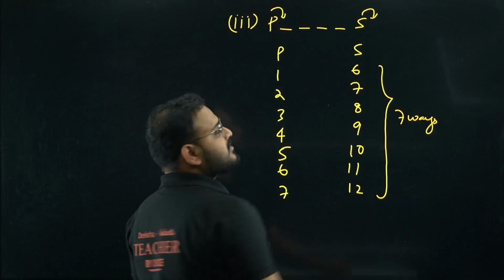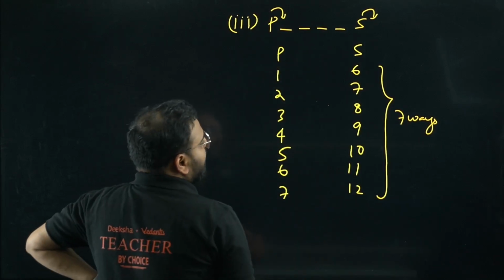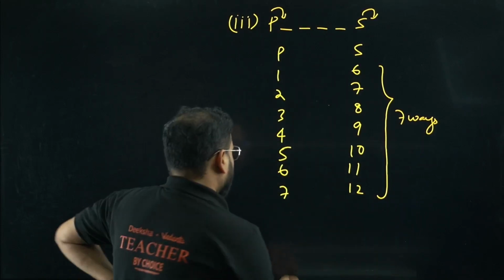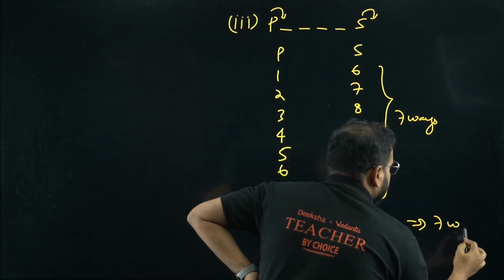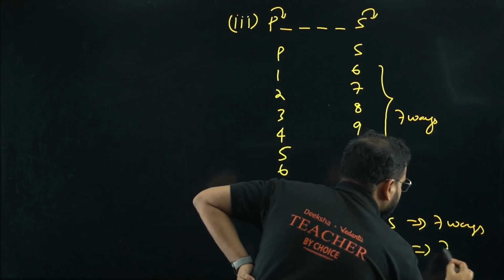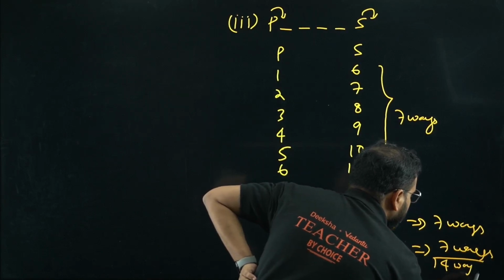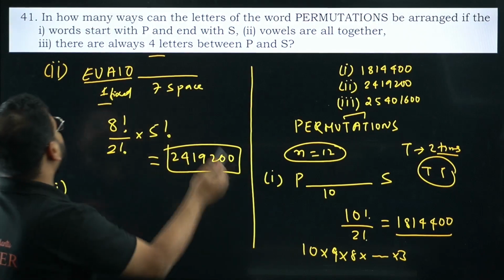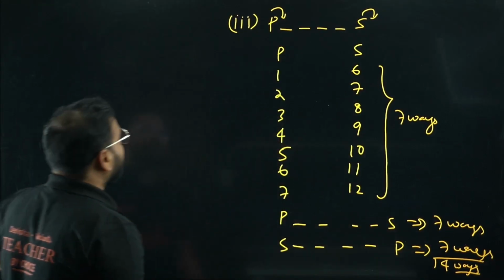So they will maintain a distance of how much? 4. They'll maintain a distance of 4 in between. 7 ways is this, and we can go P and S, or we can go S and P also. If we go P first and then S, there are 7 ways. If I go S first and then P, we again have 7 ways, making the total 14 ways to arrange. Correct? They didn't say which should come first. They said only that the distance between them should have 4 letters. So I can have 2 different ways, 7 and 7, total of 14.